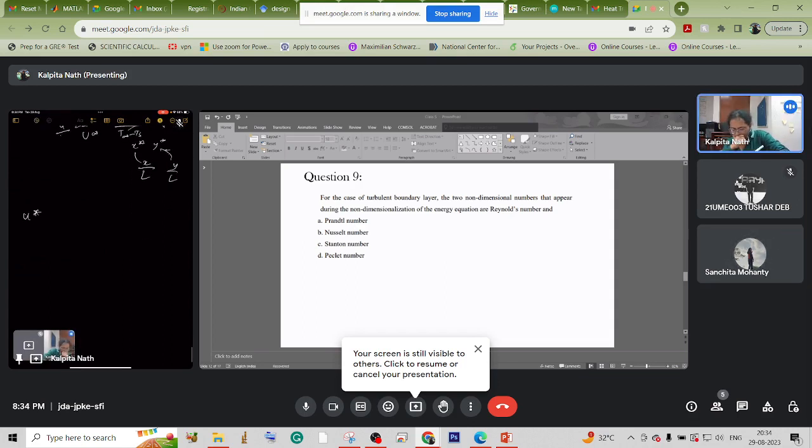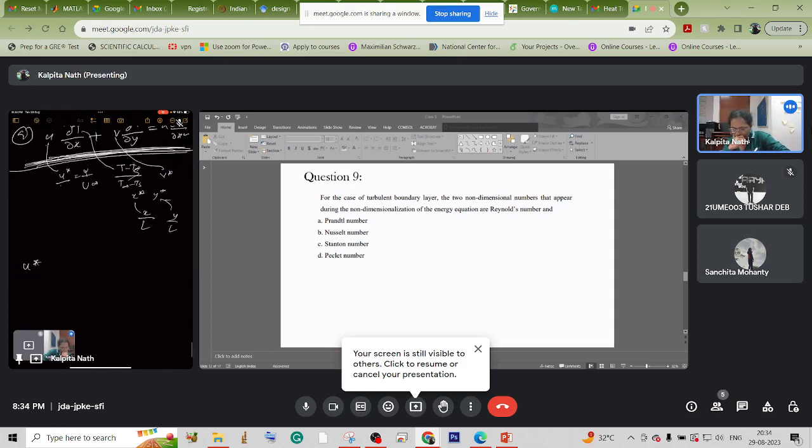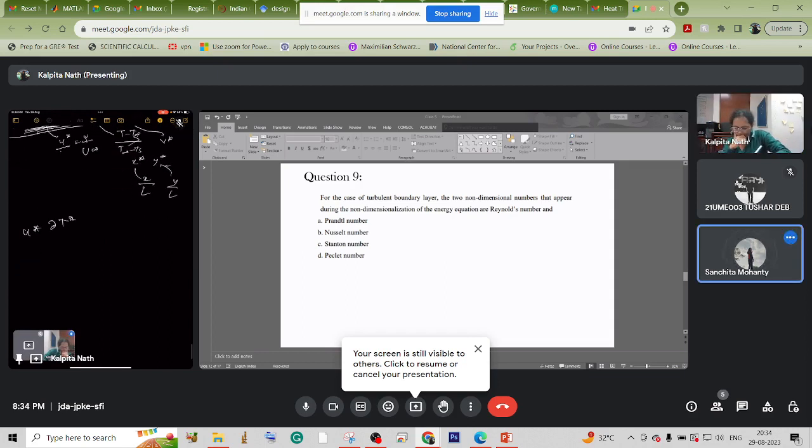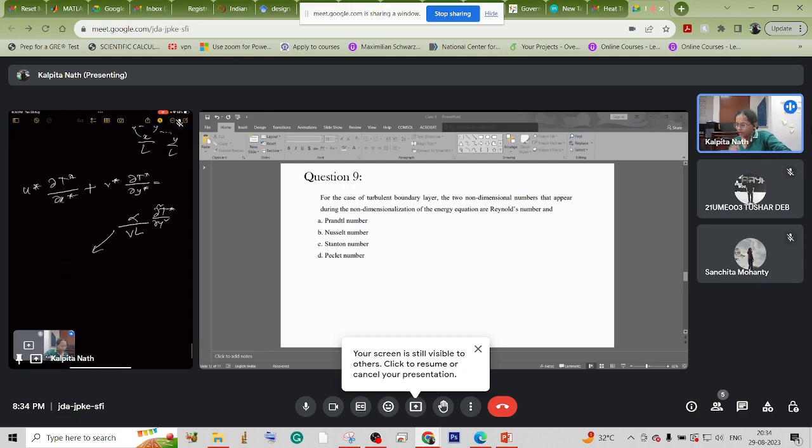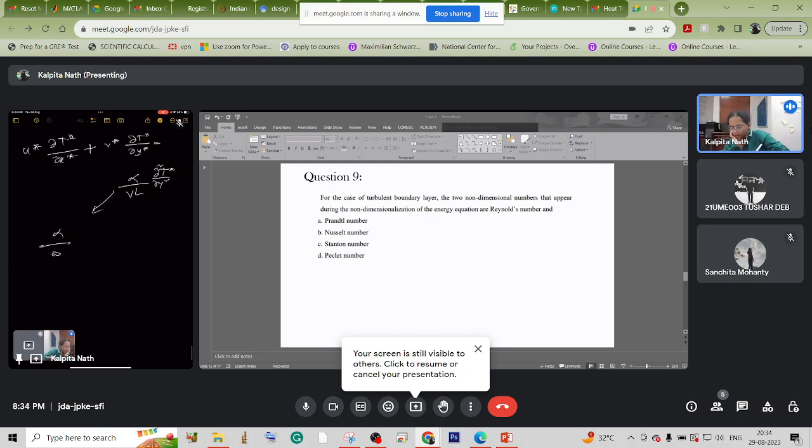This will be u star when you non-dimensionalize it. It will be u star ∂T star/∂x star plus v star ∂T star/∂y star equals ∂²T star/∂y star². What will you get extra? We'll get extra alpha. Alpha was already there, right? We will get v and L here. So this can be written as alpha by nu, kinematic viscosity.